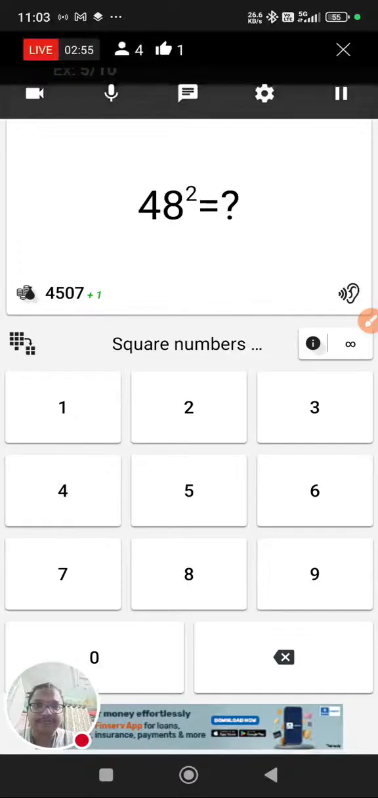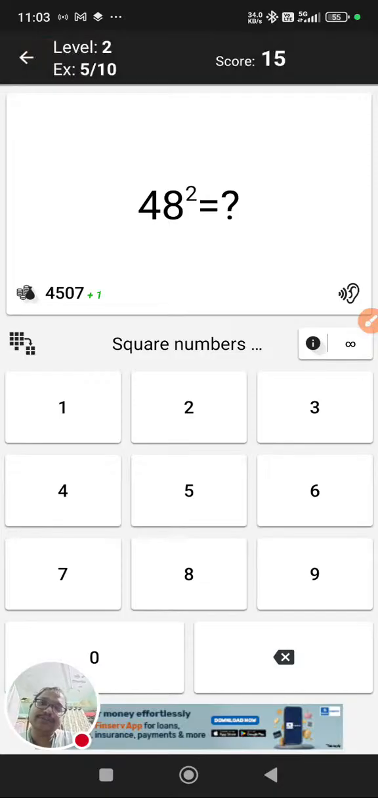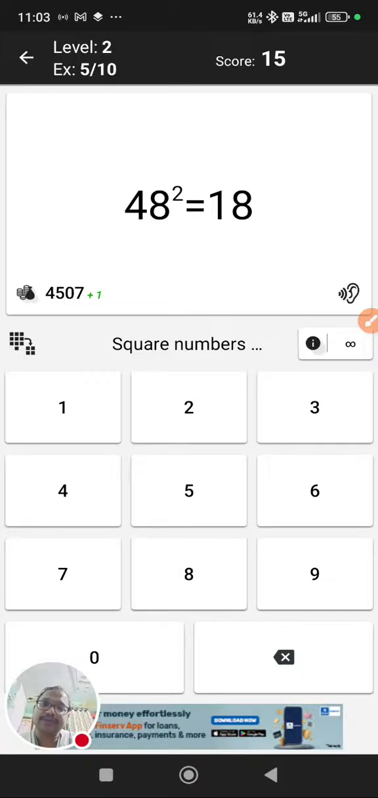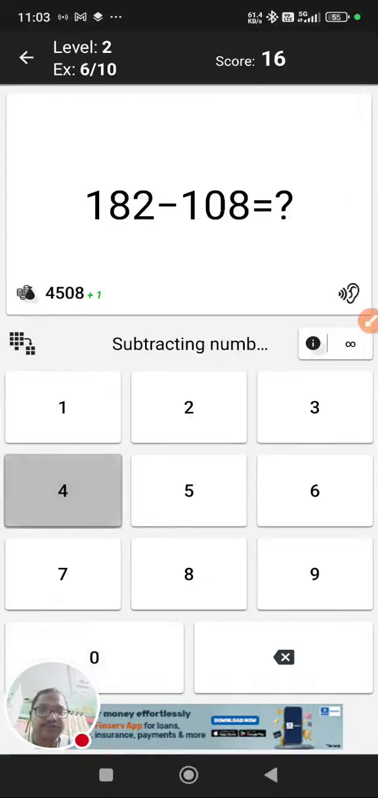48 square, this is 48 square means 28, no 18, and wait a second, 48, so it must be 23. 8 square, unit digit is 4, so 04.